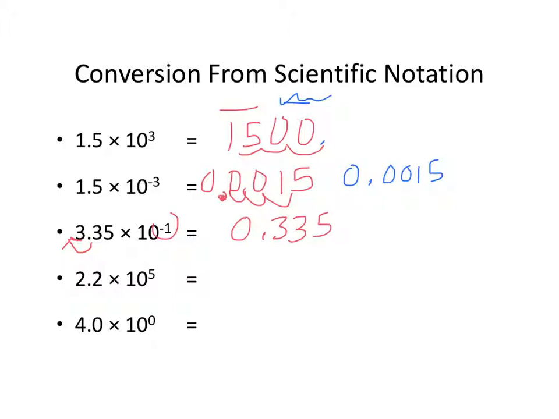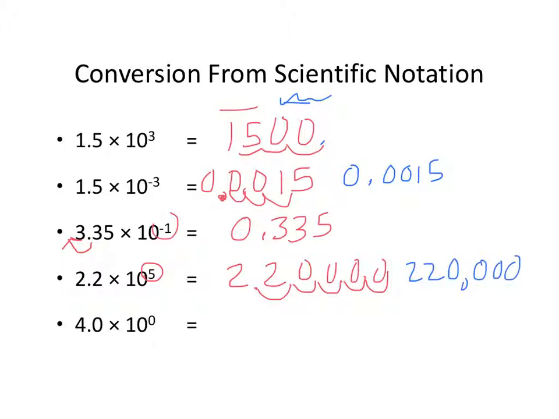This number we need to move 5 to the right, so we start with our 2.2, move over 1, 2, 3, 4, 5, to fill in these zeros. So we end up with 220,000. Remember, only these 2 numbers are significant. The zeros are not, so there's no decimal point in there. That is a comma.